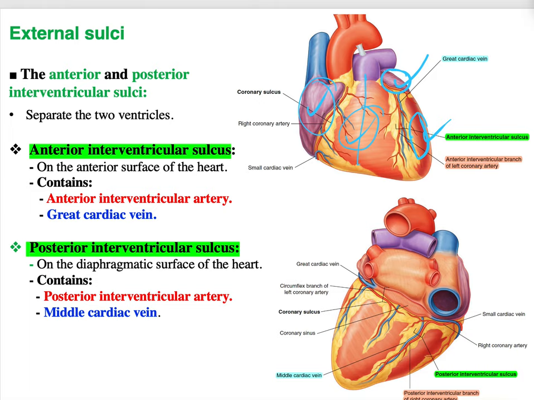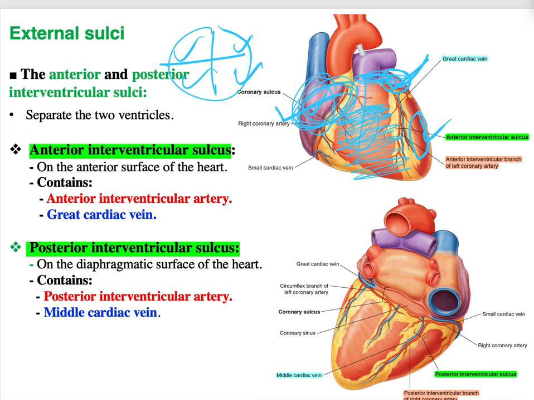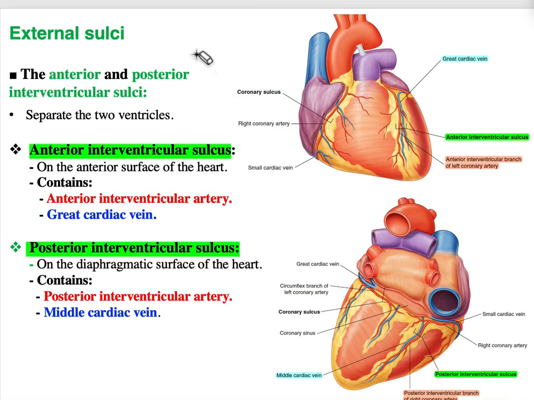Keep in your mind that the right atrium is anterior to the left atrium. The heart doesn't look like right, left, right, left. No. Look, it's twisted to the left. So the right atrium is anterior to the left atrium. The right ventricle is anterior to the left ventricle. Keep it in your mind, guys.